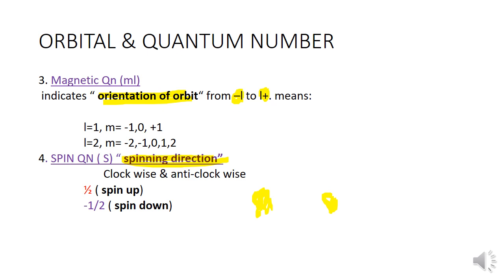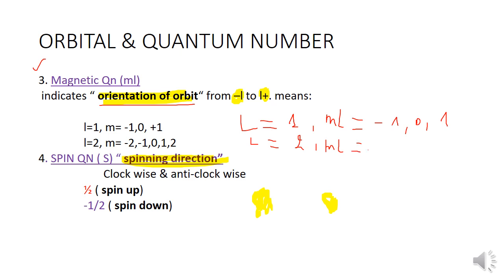Also, the third one is the magnetic quantum number, symbolized by ML. ML indicates orientation. For instance, if L is equal to 1, the magnetic quantum number will be minus 1, 0, 1. If L is equal to 2, ML is equal to minus 2, minus 1, 0, 1, 2. This is how ML is.